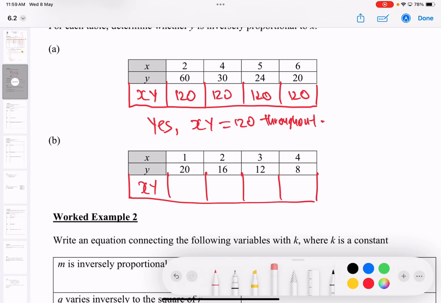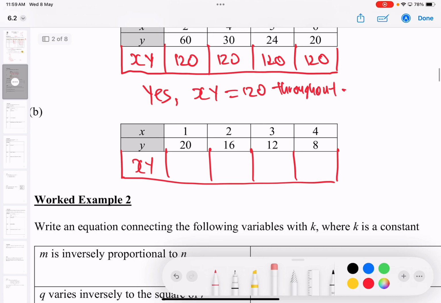Okay, for those of you who have actually tried, you should get 20, next one is 32, next one is 36, 4 times 8, next one is what? What's the last one? 32. Okay, so is this inversely proportional or not? Why? Yeah, because the value of x times y is not a constant.